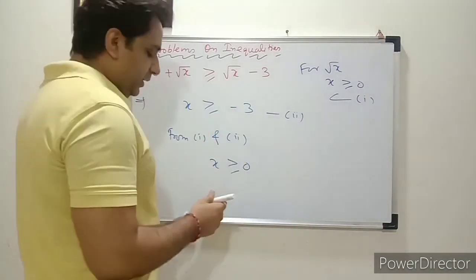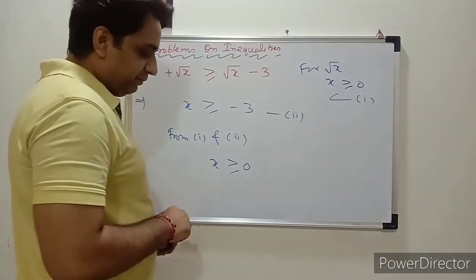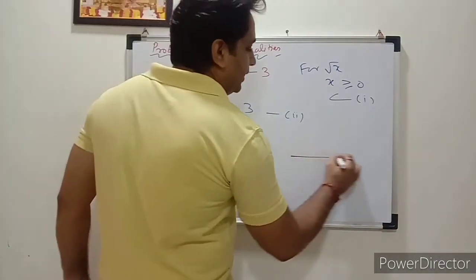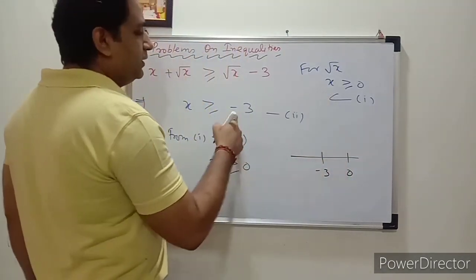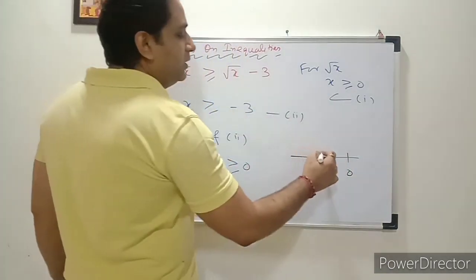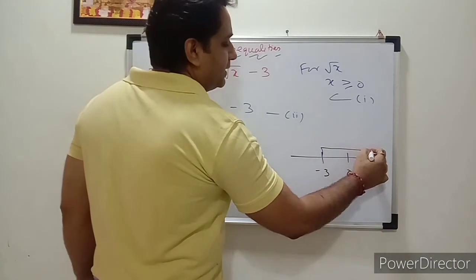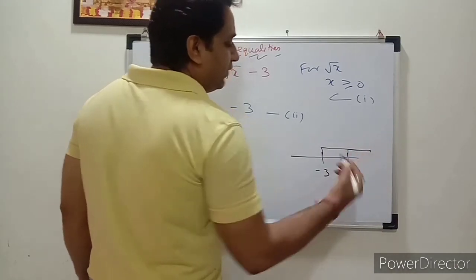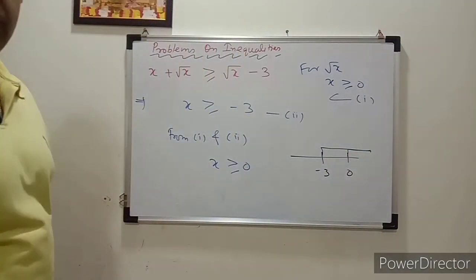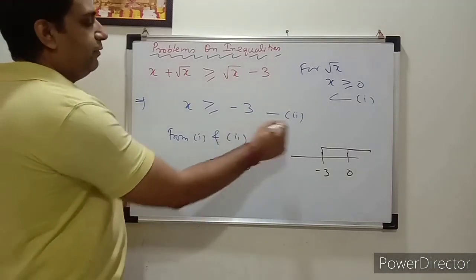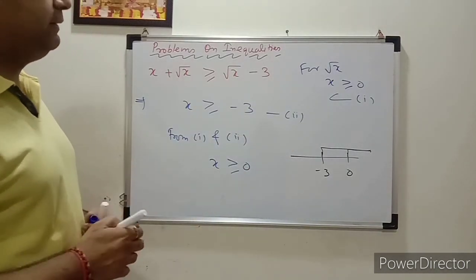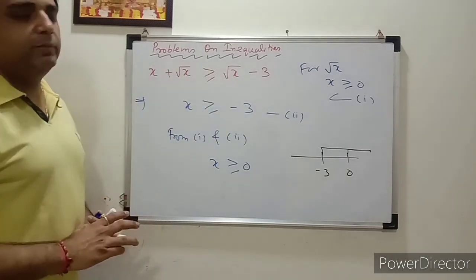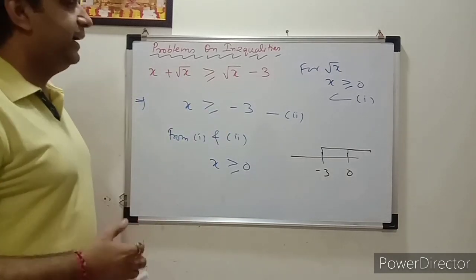I hope everyone understood. If you draw the number line, −3 will be here and 0 will be here. In both conditions, x is greater than −3 and greater than or equal to 0. So finally it is greater than or equal to 0. Very simple. We are not using the rule here, so there are such cases of problems where you can find the value directly.